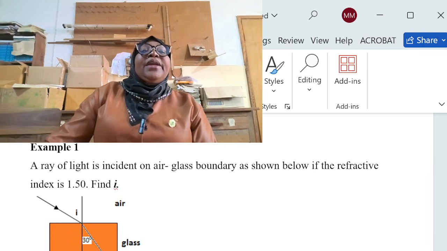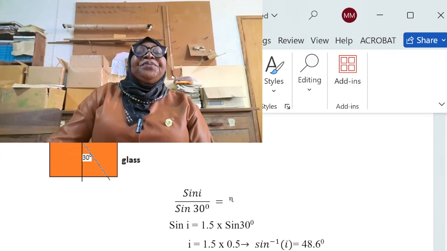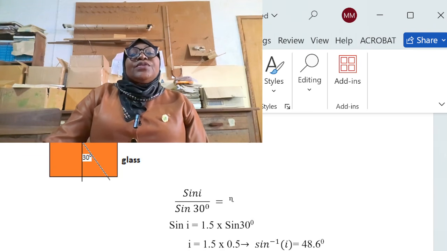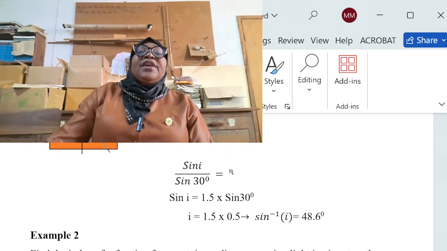For example, a ray of light is incident on an air-glass boundary as shown below. If the refractive index is 1.5, find i, the angle of incidence. By using the formula, sin i over sin r is equal to the refractive index. So sin i is equal to the refractive index multiplied by sin r. Then i is the inverse sine of that. The angle of incidence here is equal to 48.6 degrees.